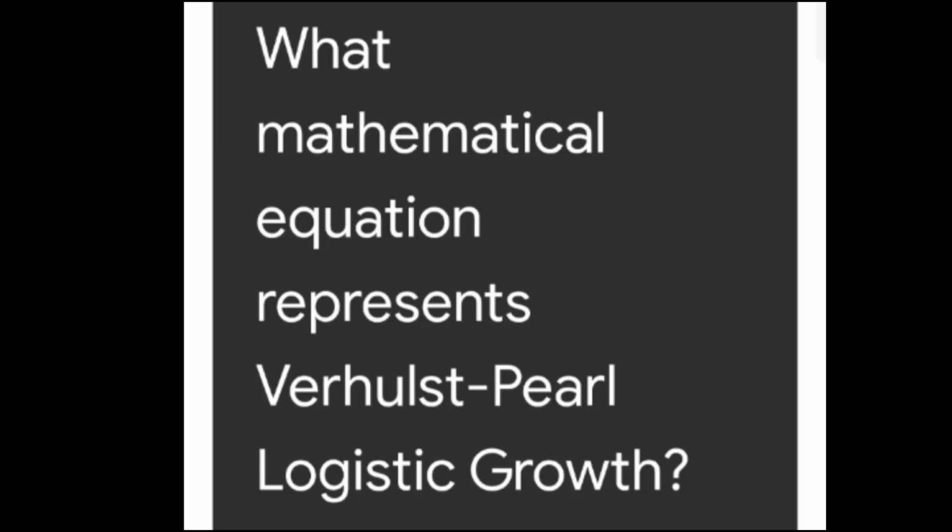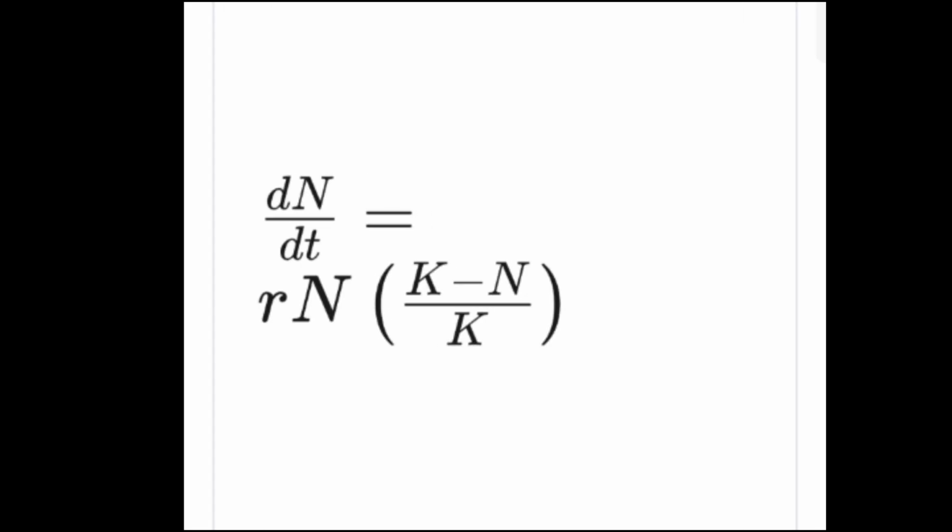Then what mathematical equation represents the VP logistic growth? This is Verhulst-Pearl logistic growth. So this equation is dN/dt = rN (K - N)/K. So this is an important equation.